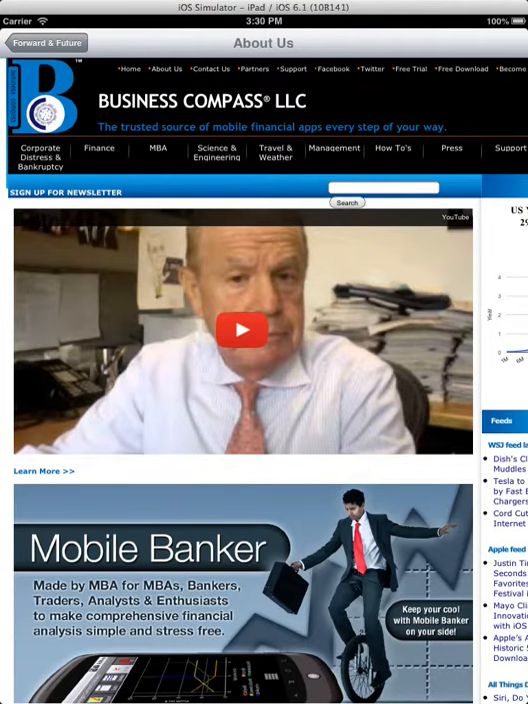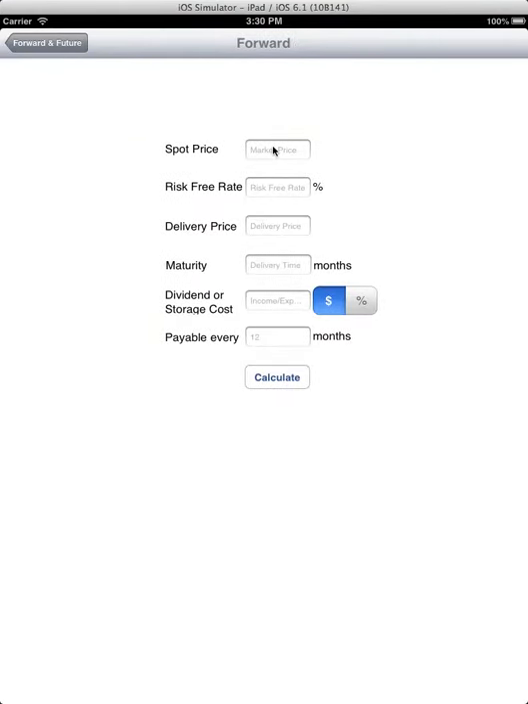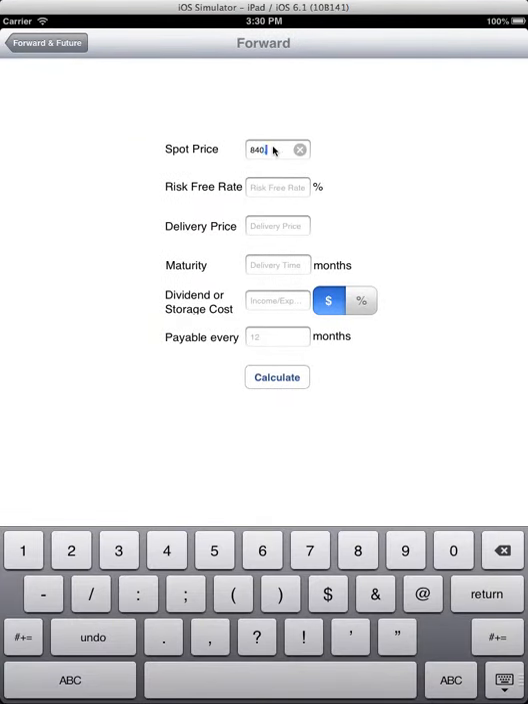Hello and welcome to Forward and Future by Business Compass LLC. This iPhone and iPad application allows you to calculate forward and three futures: index, currency, and commodity prices. So the options are forward. Say here we enter the spot price, so 840.30. Risk-free rate is 1.5%. We want to calculate the delivery price. Months out is 12 months.